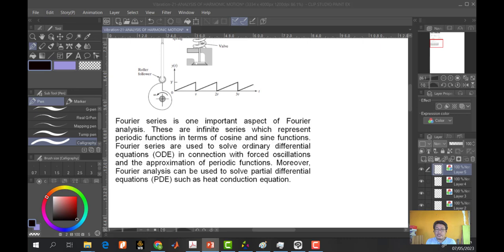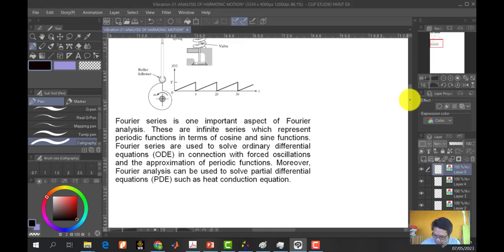So, we have the ODE and its connection with forced oscillation. When we say forced oscillation, it is again like wiggling, like a wave, and an approximation of a periodic function. When we say approximation, it is not totally the actual value, but an estimate.